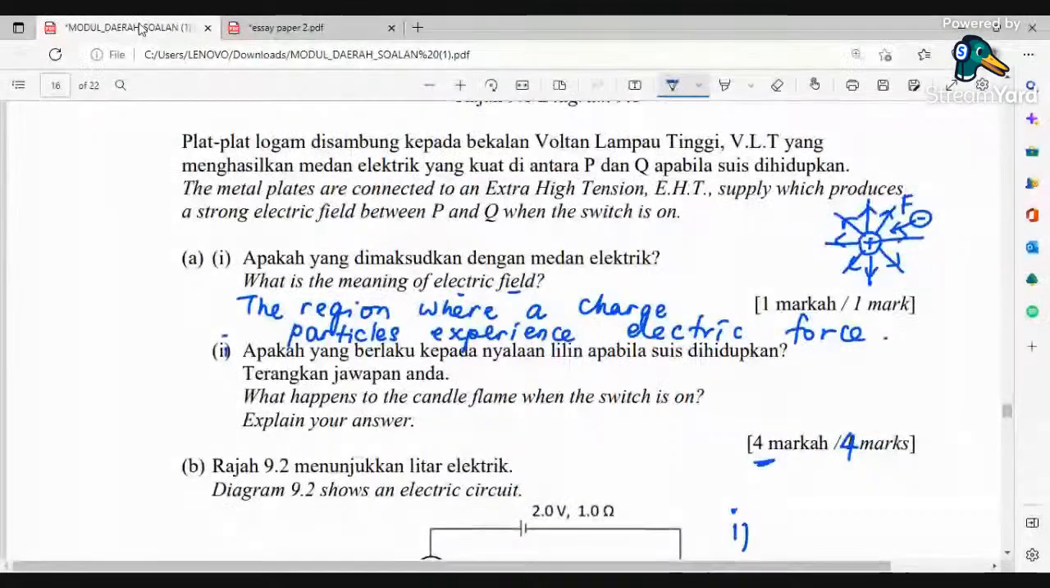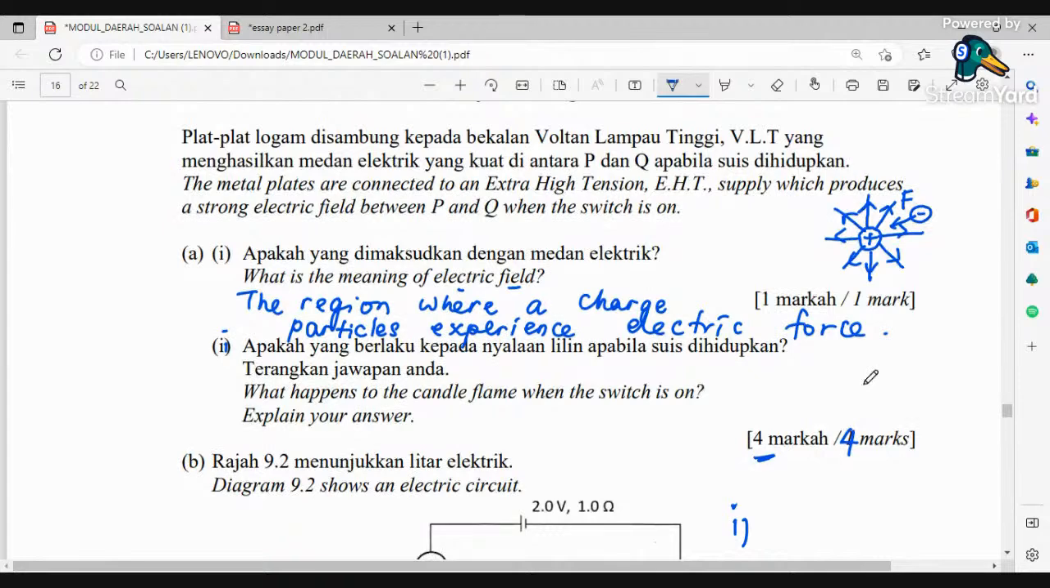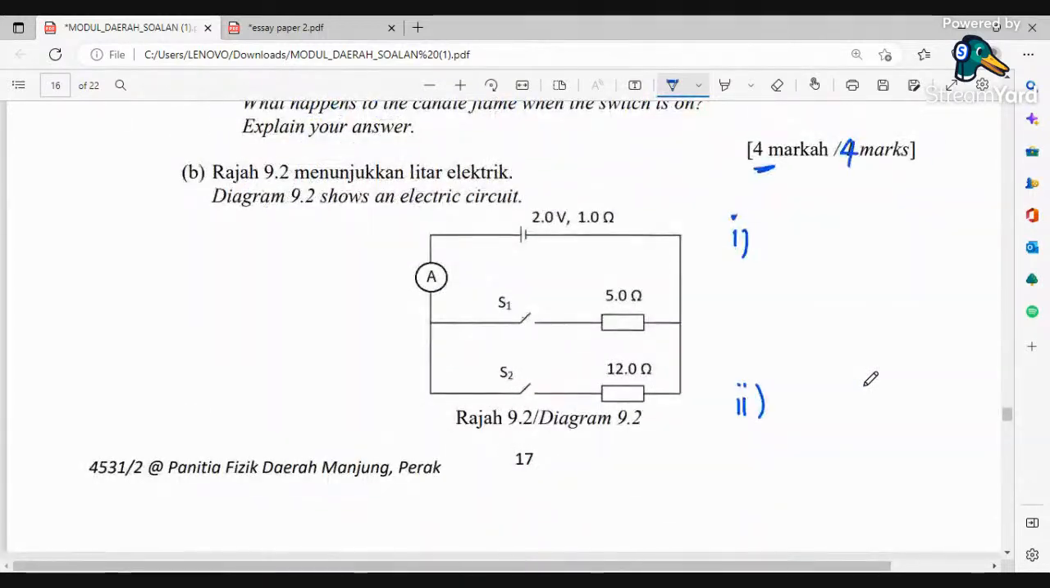Okay, let's go to the next question. Part B. Diagram 9.2 shows an electric circuit. There are two resistors here, 5 ohm and 12 ohm. There are two switches, S1 and S2. The power supply here is mentioned as 2 volt, and then there's a small value of resistance, 1 ohm. So what can you say about this one?